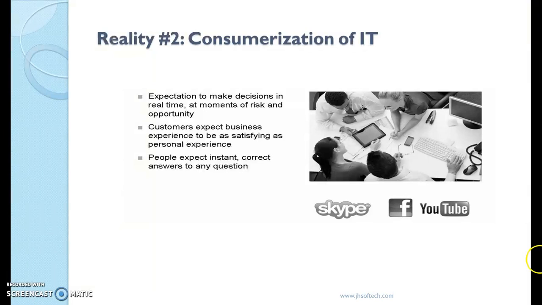Next, the consumerization of reality: expectations to have decisions in real time. We need a quick decision on the spot when the business is happening right now. We cannot sit back and decide the next day, because when the customer is there, we need to decide very spontaneously. Let me give you an example. You go to a supermarket and swipe your credit card. The moment you swipe at the counter, they get an analysis of what you would like to purchase every time and what you have missed right now.